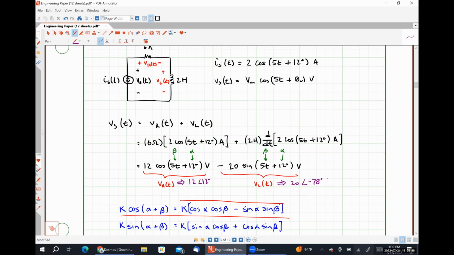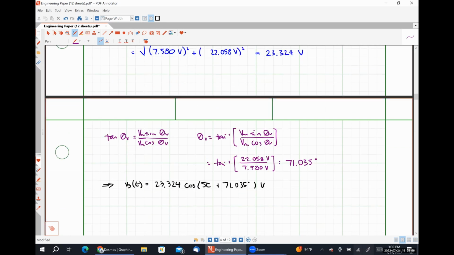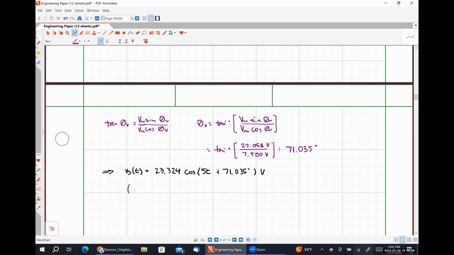So what happens if we put 12 angle 12 degrees minus 20 angle negative 78 degrees into our calculator and have our calculator give us the result in polar form, right? So let's write this down here. So 12 angle 12 degrees minus 20 angle negative 78 degrees. Putting this in my calculator.